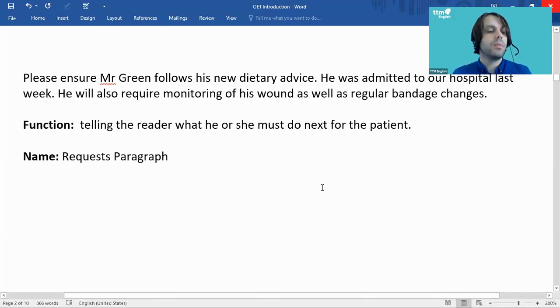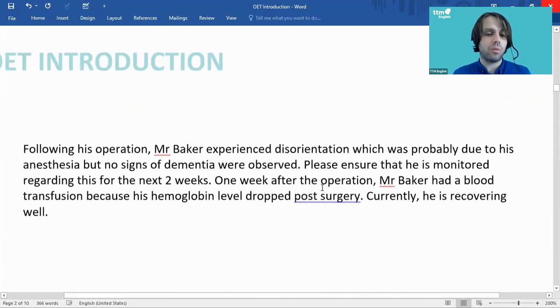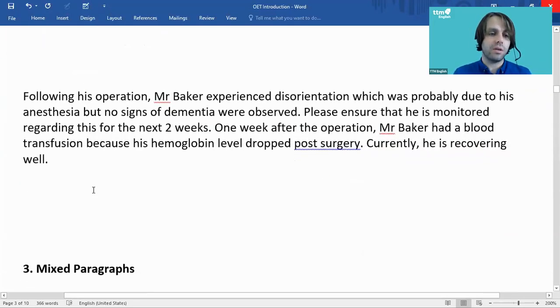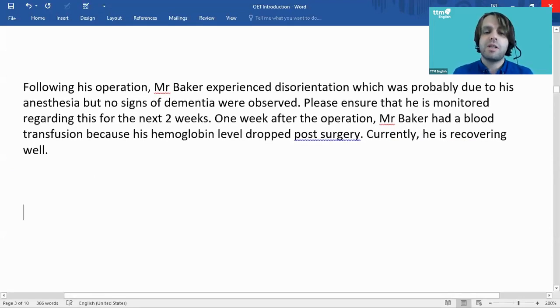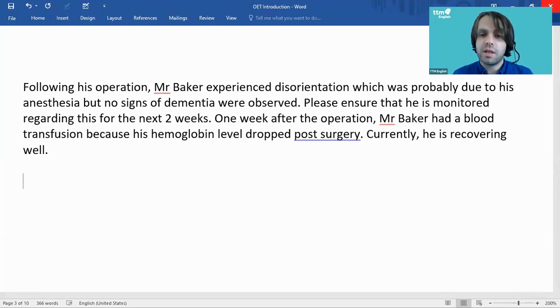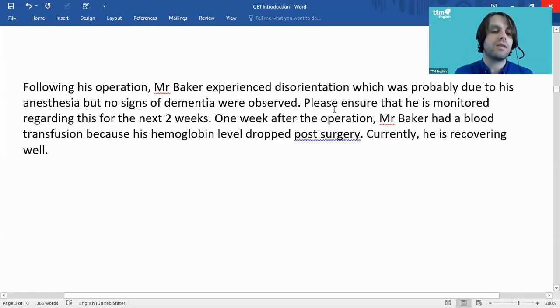All right. Let's look at this one now, though. This is an interesting one. I'll read it to you, and you guys tell me what is the function of this paragraph. So, following his operation, Mr. Baker experienced disorientation, which was probably due to his anesthesia, but no signs of dementia were observed. Please ensure that he is monitored regarding this for the next 2 weeks. 1 week after the operation, Mr. Baker had a blood transfusion because his hemoglobin level dropped post-surgery. Currently, he's recovering well.